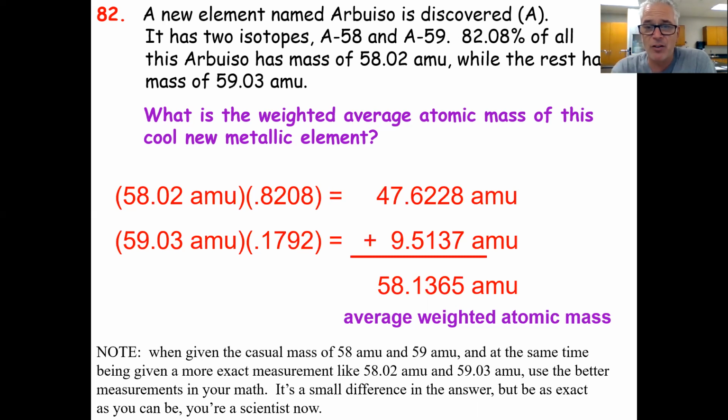So this make-believe element with two isotopes, this is how you figure out what's called the average weighted atomic mass. The reason the numbers on the periodic table for atomic mass have decimals is not really because the masses, it's a whole number of protons and neutrons. It's really more about the proportions. The proportions are exquisitely measured to a lot of significant figures.